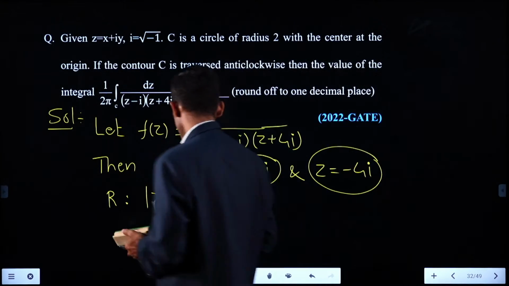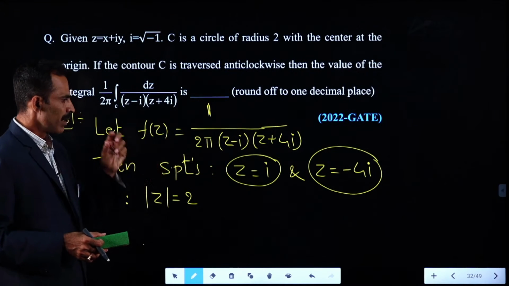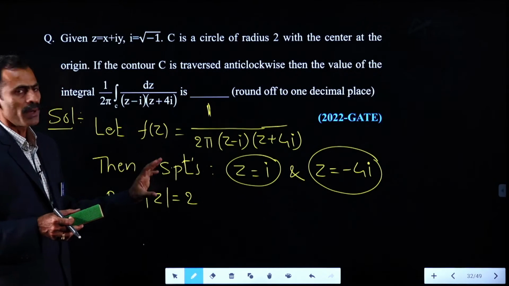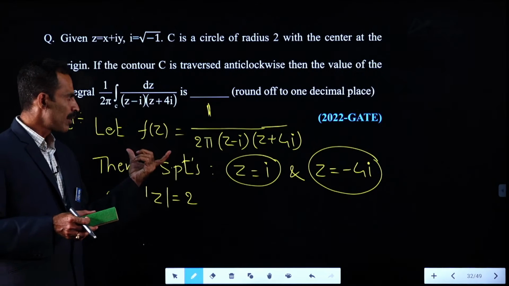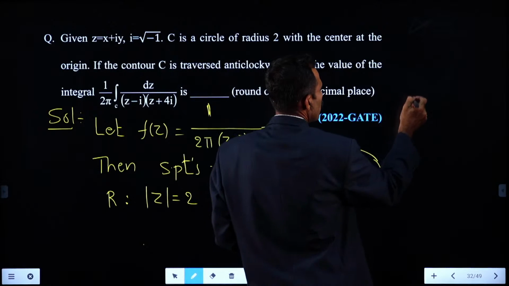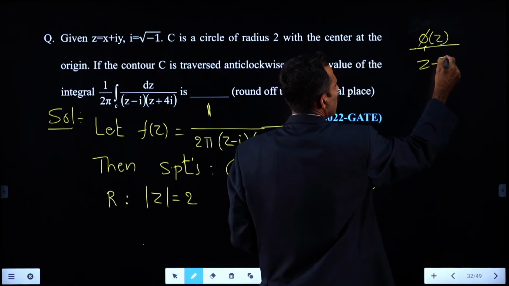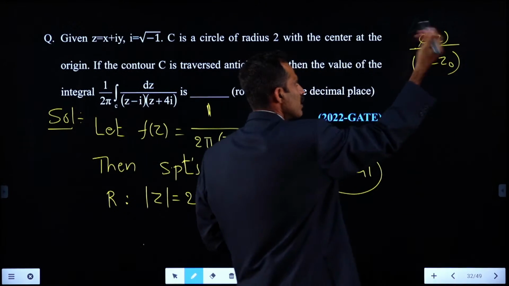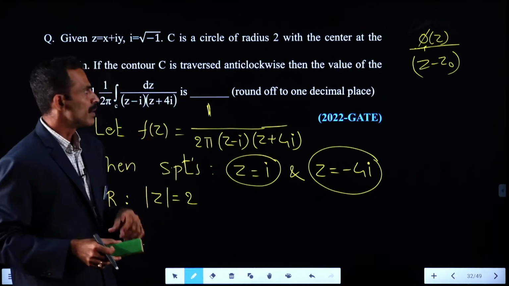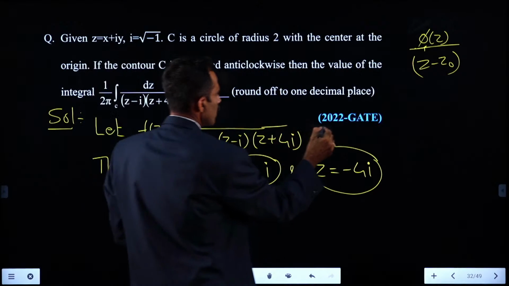Similar to the previous problem, the function has two singular points, and out of two, only one is inside the region. When one or more singular points lie inside the region, we apply Cauchy's integral formula. According to Cauchy's integral formula, this function should be in the form of some function phi of z by a single factor with power 1 or power something, right? Now here for both factors the powers are 1, so we should write this in the form of something by a single factor only.